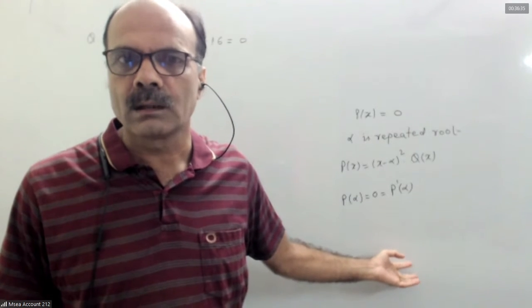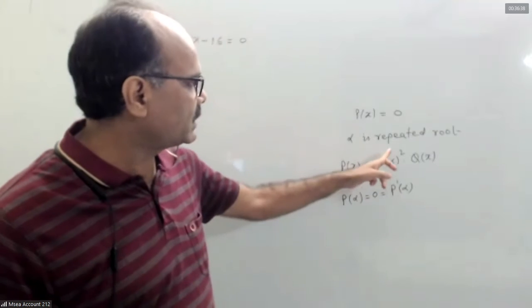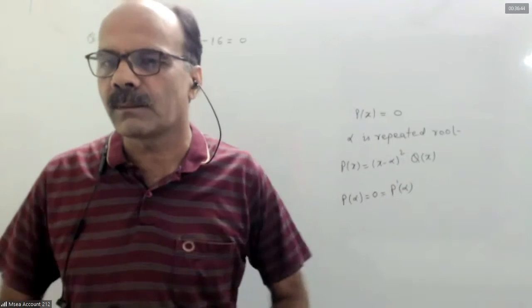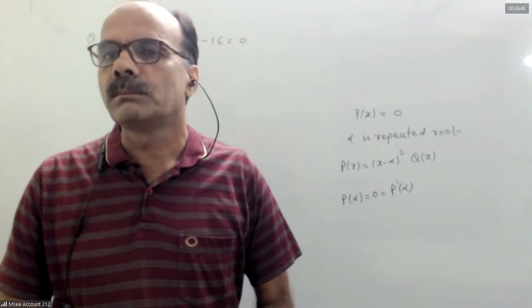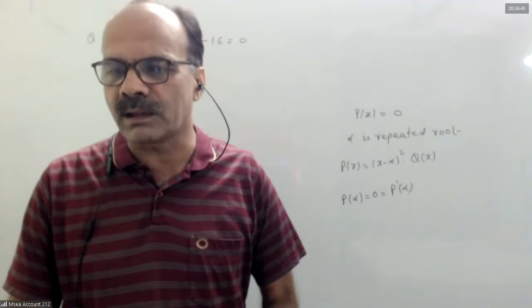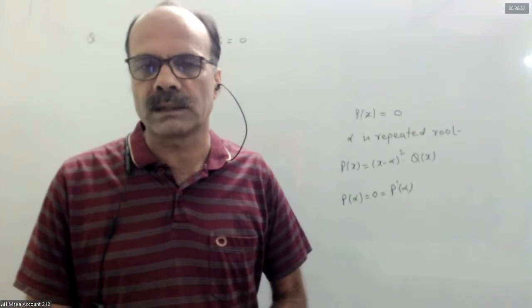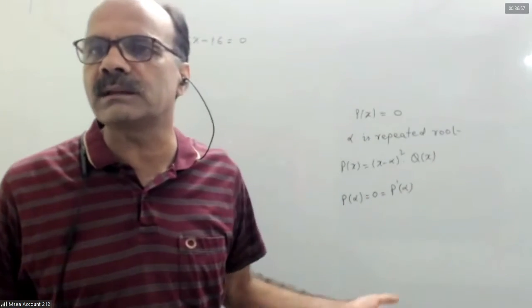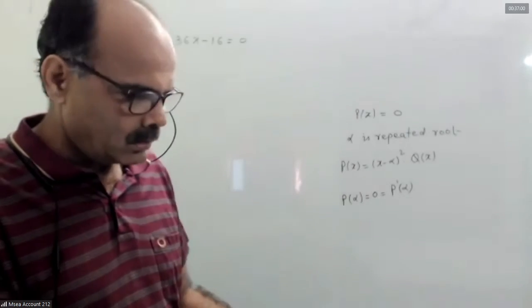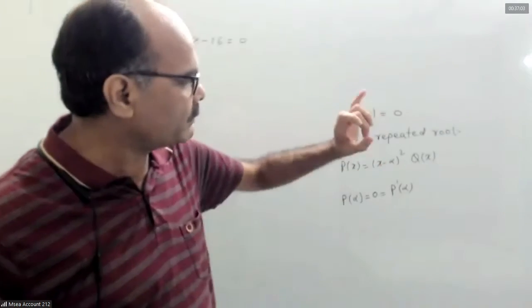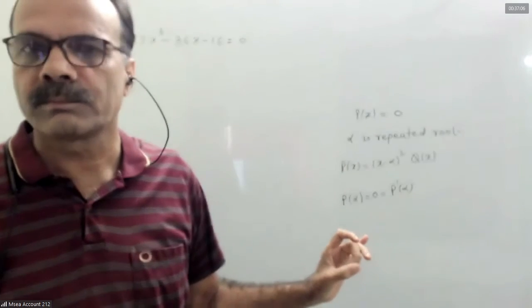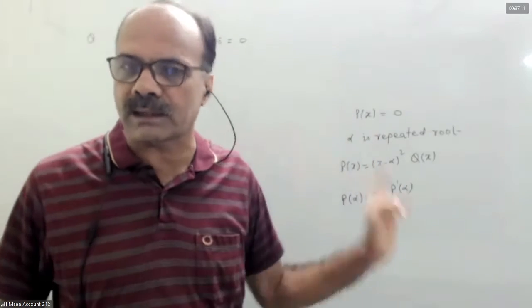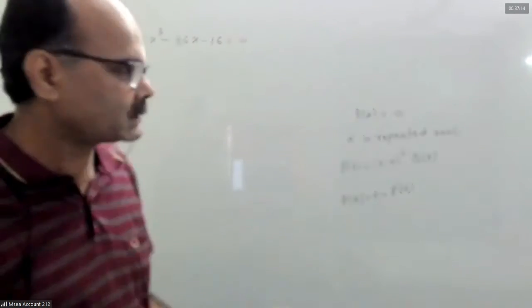If alpha is a three times repeated root, then here it will be (x minus alpha) whole cube. Then the condition is P(alpha) equal to P dash (alpha) equal to P double dash (alpha) equal to 0. You differentiate it and check it. It's very simple, no need to remember any formula. Just know the meaning of repeated root: if alpha is a repeated root, then (x minus alpha) whole square will be a factor. That is the definition.